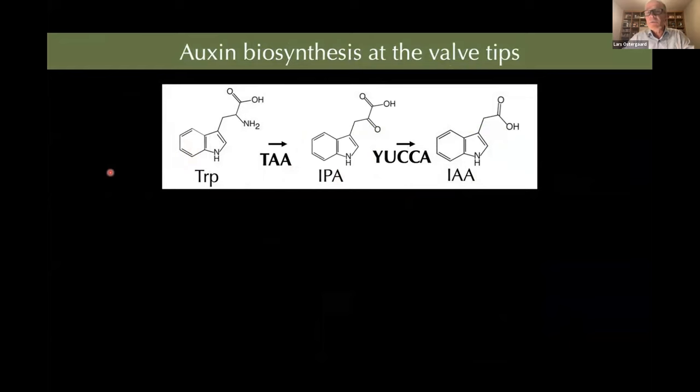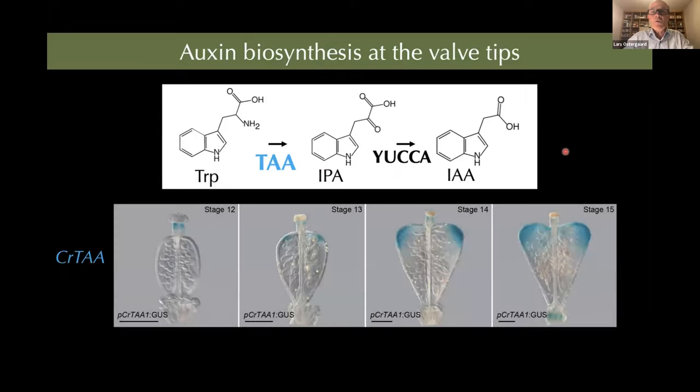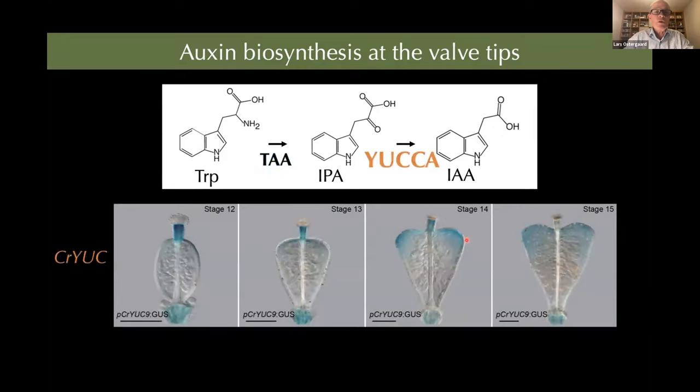Auxin is produced in a very simple pathway from the amino acid tryptophan over IPA to IAA. And it's these two enzymes here that are responsible for catalyzing this pathway. First, TAA catalyzes the first step, and the YUCCA enzyme family catalyzes the following step, the final step in the biosynthesis of IAA. And we found that members of these enzyme families are expressed at the tips of these valves, or these pods, from Capsella during development. And not only the TAA family, but also the YUCCA family are shown to be expressed in these regions here.